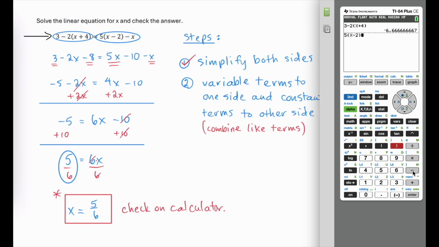5 times x minus 2 minus x, and these two sides need to yield the same quantity, and they do, which means that our solution of 5/6 is the correct answer.